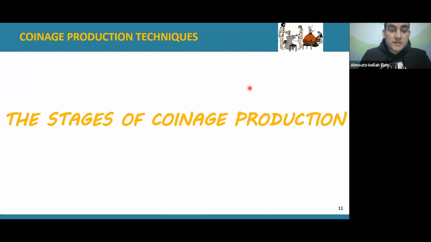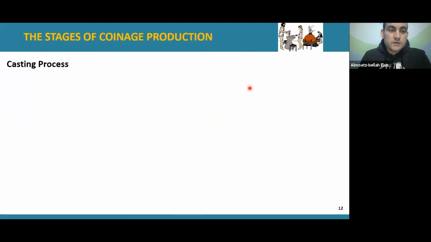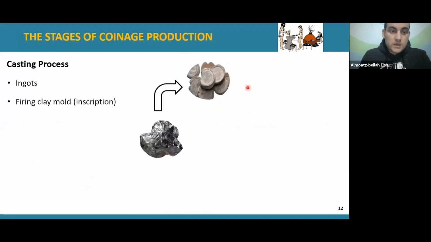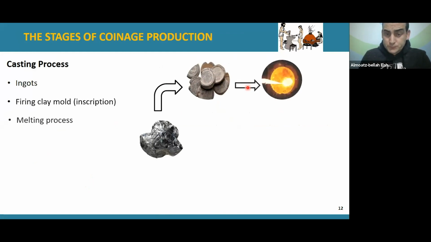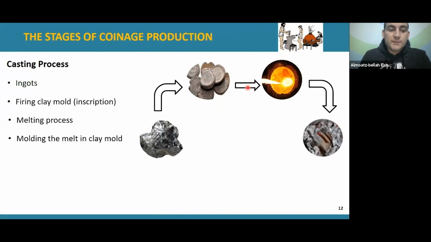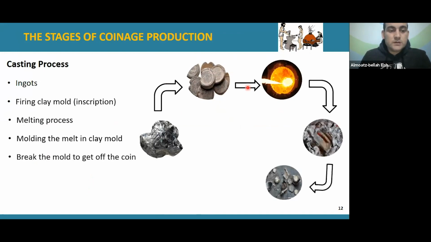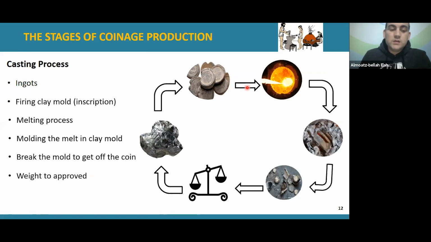The stages of coinage production. For the casting process, you have to have ingots, a fired clay mold with inscription, the melting process, pouring the melt in the clay mold, and breaking the mold to get the coins off. At the end, you have to weigh the coin for approval.